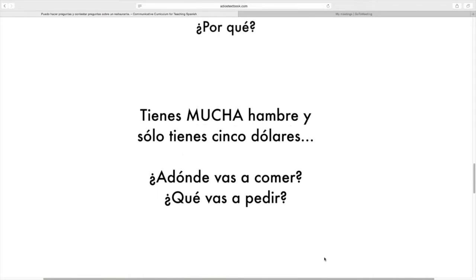And this is like the life story of most of my students. You are really hungry and you only have $5. Where are you going to eat, and what are you going to order? And that's something my students really like to get into.